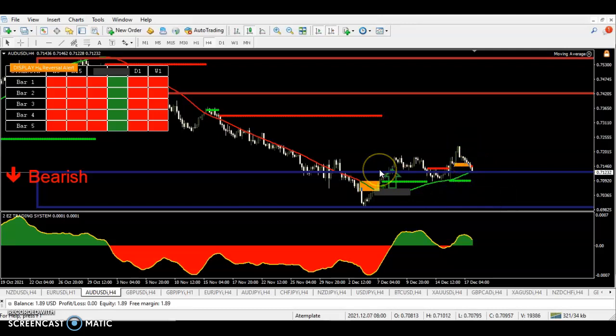moving average. Right now, the trend says bearish, but we're looking to use a 13 and 5 moving average to indicate our buys for 45 pip stop loss and take profit. So that's what we're doing on the Audusd.